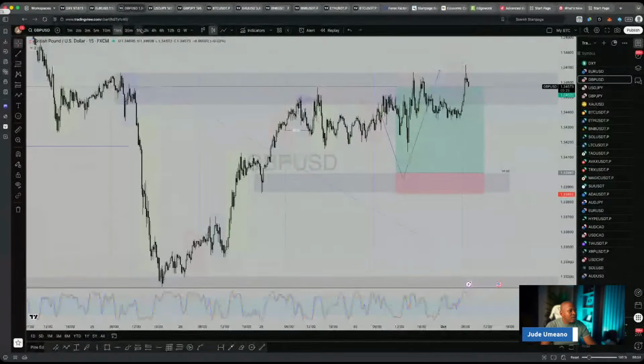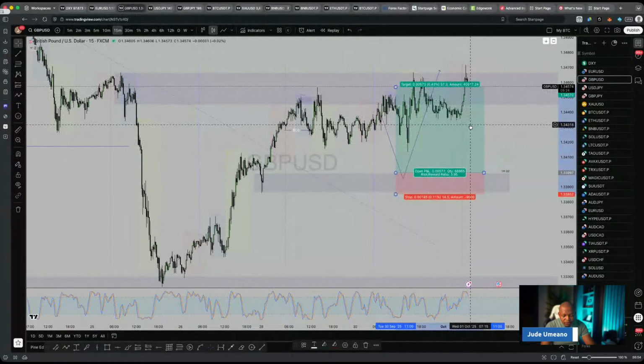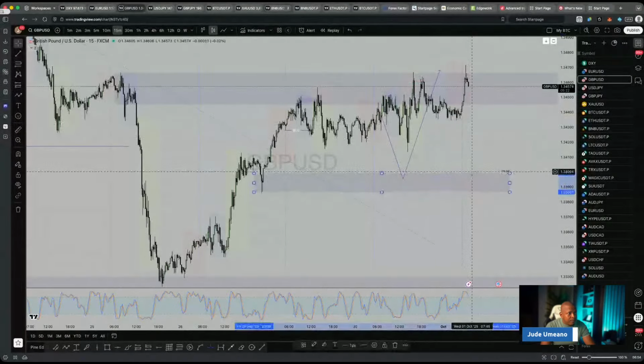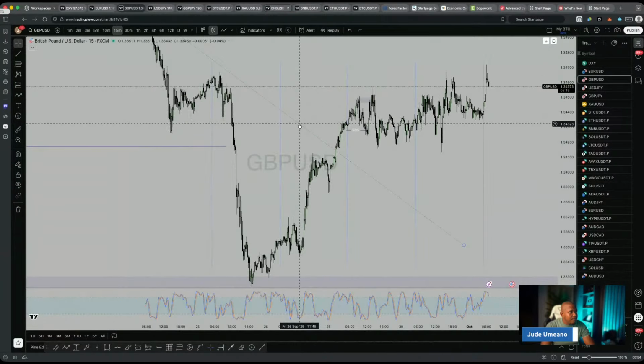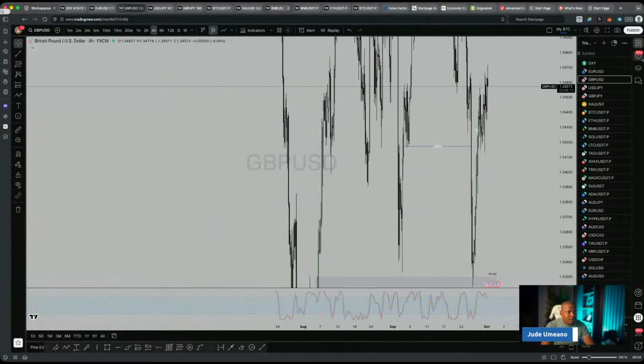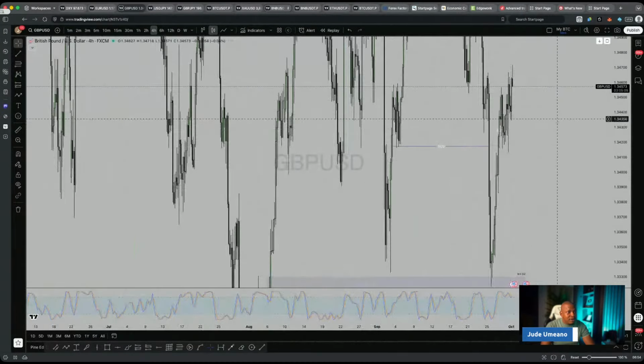Okay, we'll now go to the next one. GU. So GU, the same thing. I'm just going to remove all of these things, and we reanalyze again from the beginning. So back to the 4 hours time frame. So we'll start the analysis again.